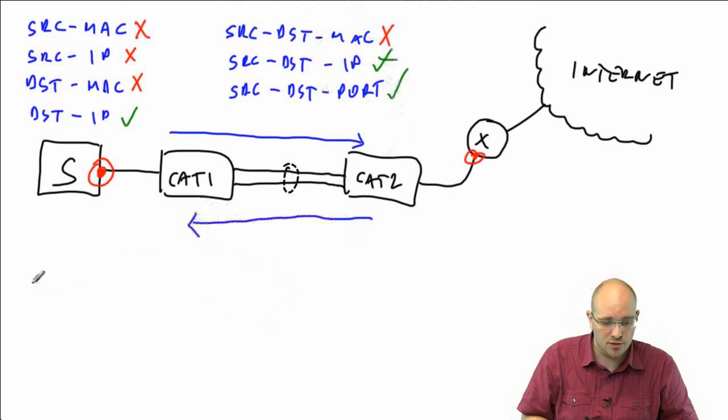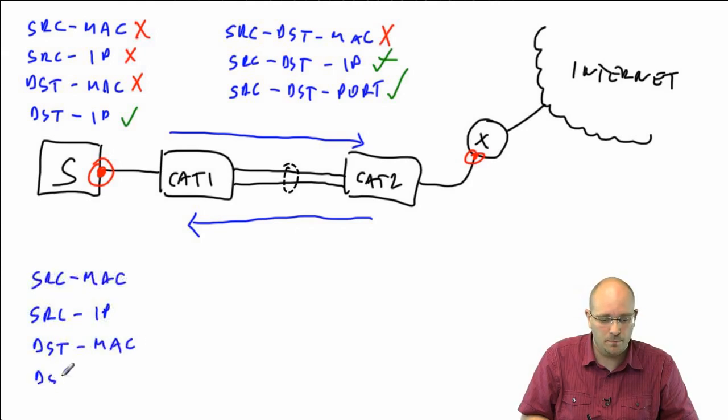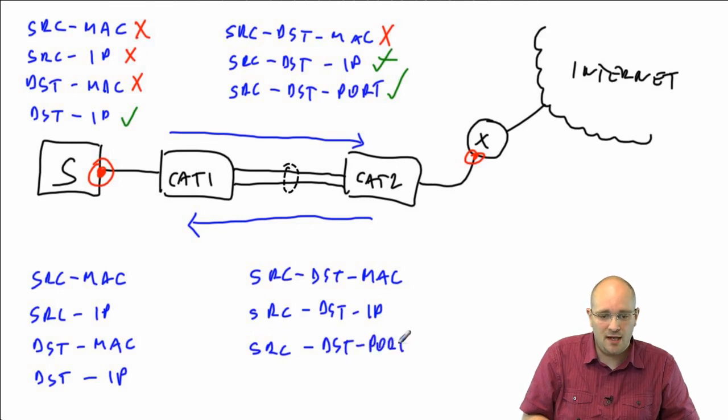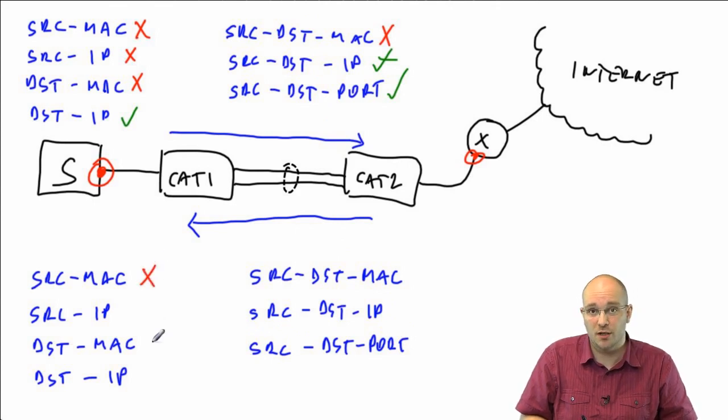Let me write down the options again. I'll try to use the same order now. So source MAC, source IP, destination MAC, destination IP, and here we have source destination MAC, source destination IP, and finally source destination port. Let's take a look. Is the source MAC address a good choice? Well, no, because it will always be the router's address.